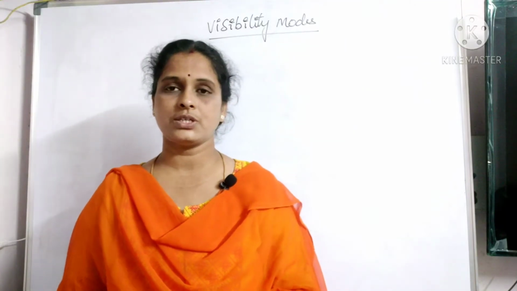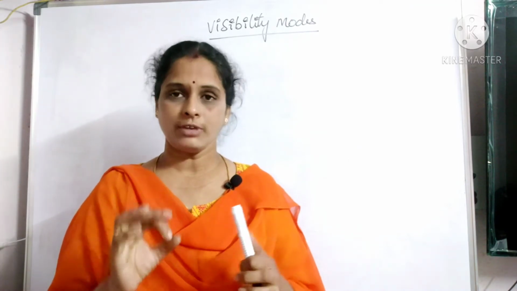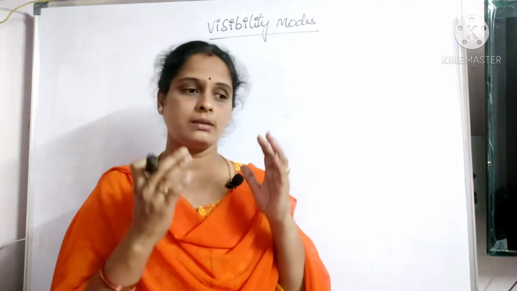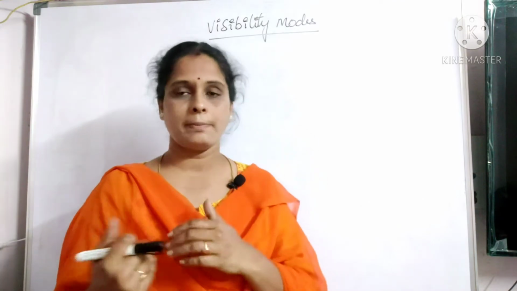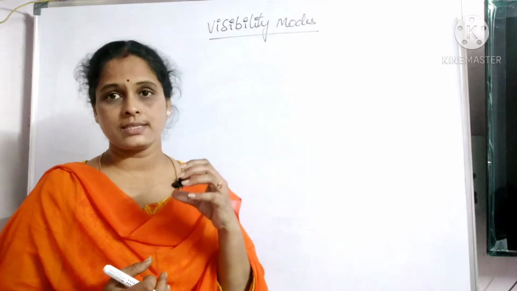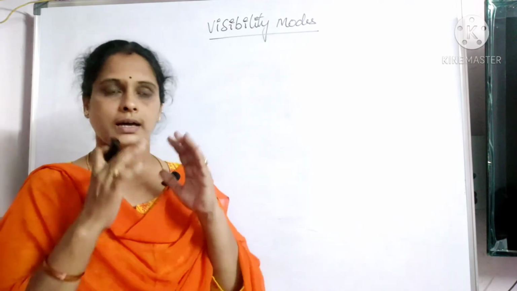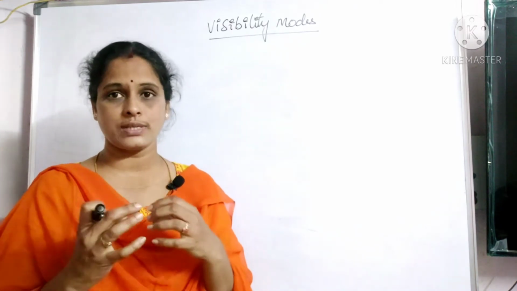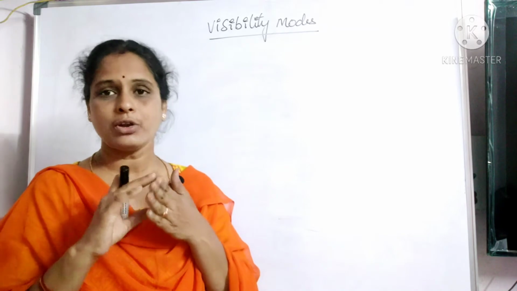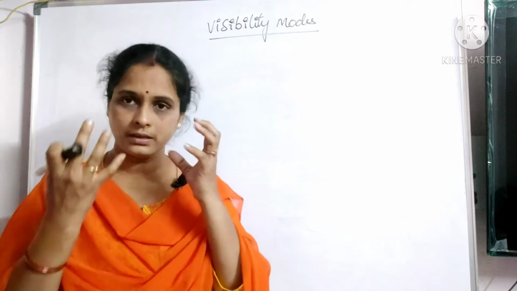Hello students, in this session we are going to discuss visibility modes used in C++. When we talk about the concept of inheritance, we talk about how we derive a class from a base class. While deriving from one class to another class, we use access controls or access specifiers. That is, a derived class is derived from a base class using one of the access specifiers like public, private or protected.